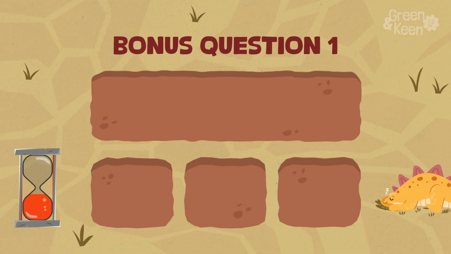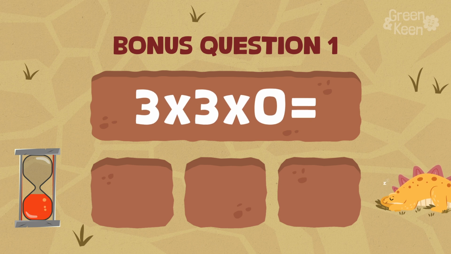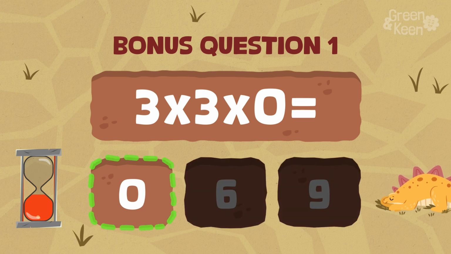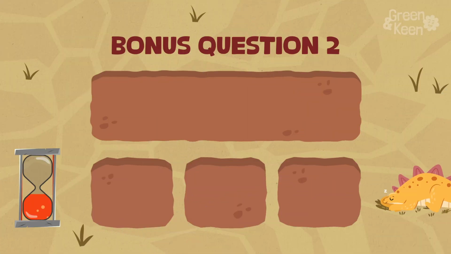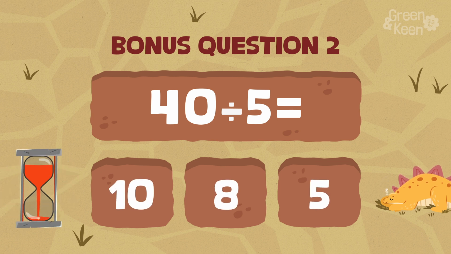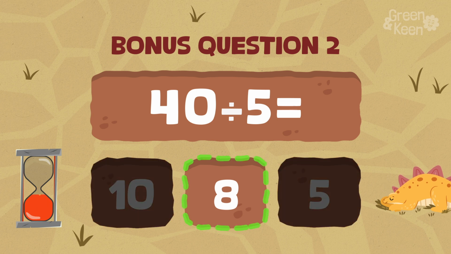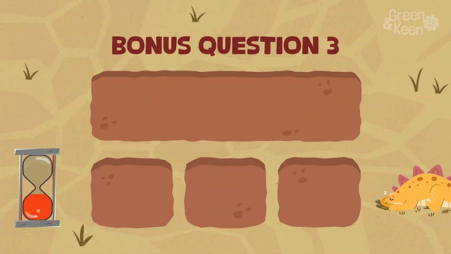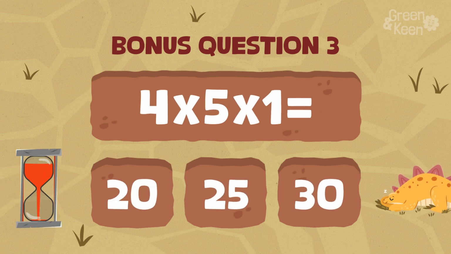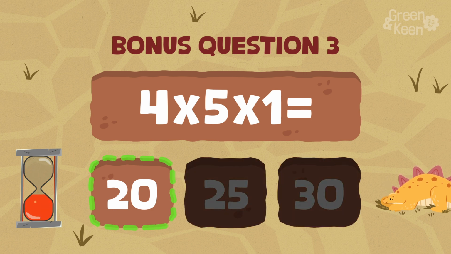Bonus question number 1. 3 times 3 times 0 equals... The answer is 0. Bonus question number 2. 40 divided by 5 equals... The answer is 8. Bonus question number 3. 4 times 5 times 1 equals... The answer is 20.